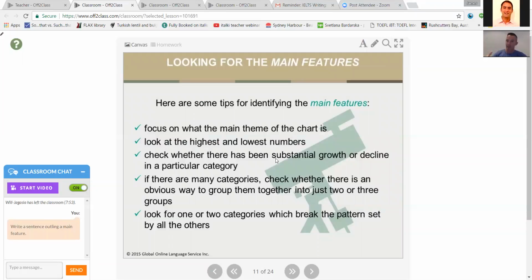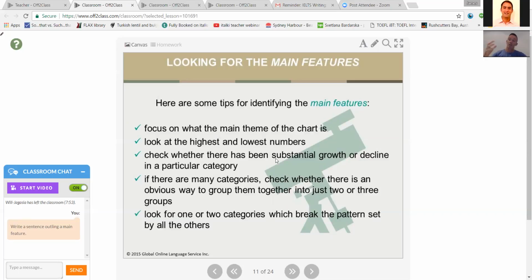Immediately, there's a possibility to make a comparison there. You want to look for growth or decline, and that's a really great way of bringing in that language that I showed you just previously. And if there are lots of categories, I showed at the very beginning a bar chart about what kinds of books students read in an English town. There's probably too many, remembering that this is a 150-word task, to write a lot about it. So grouping large amounts of data together or categories together where possible is a great idea.